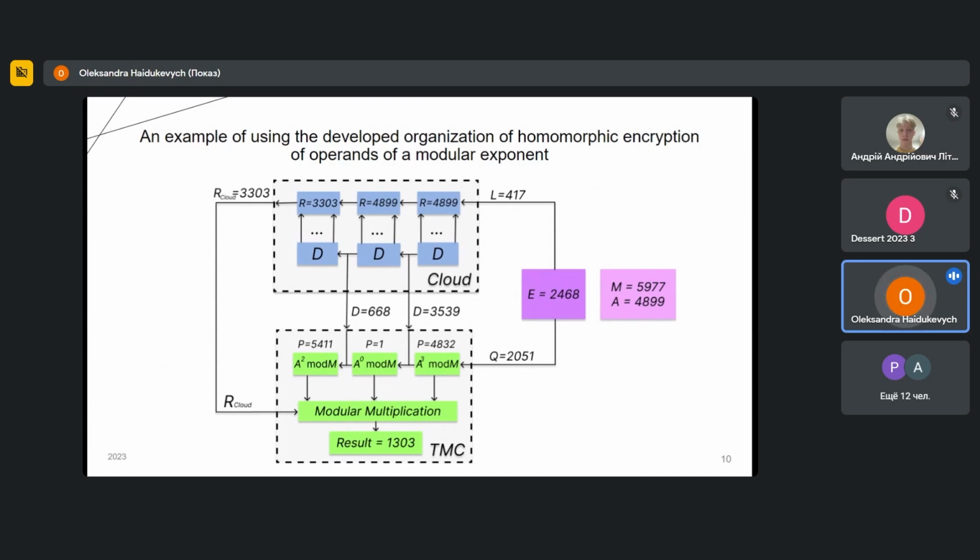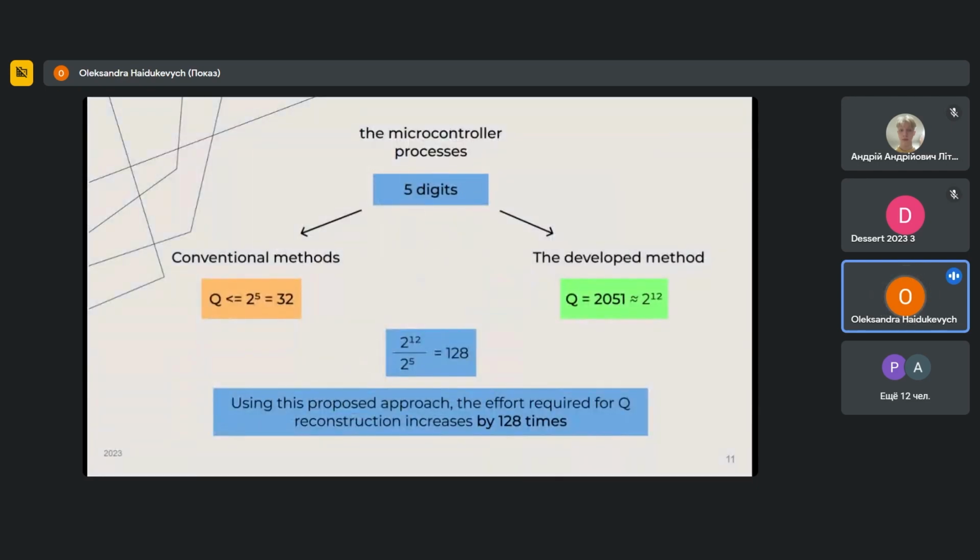In the process of obtaining D values from the cloud, the calculation P is performed. The final result of the modular exponentiation is formed by the modular multiplication of the result obtained from the cloud and the result of calculations on the microcontroller. P equals 1303. In the provided example, the microcontroller processes 5 digits of the exponent.